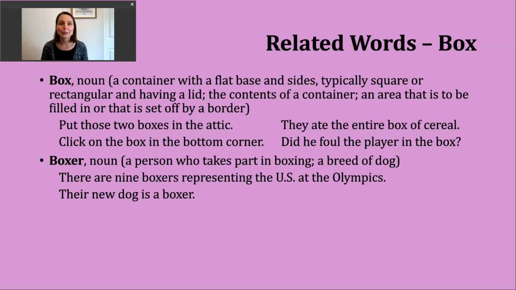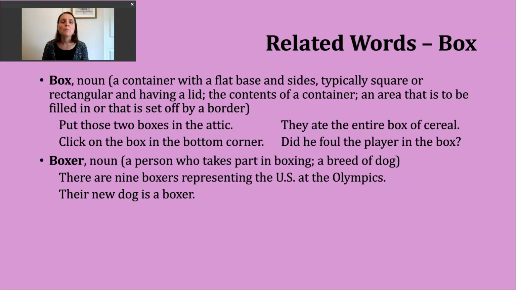Now let's spend just a couple minutes looking at some words that are related to our verb. The first word we're going to look at is just the noun form of this word. So exact same spelling, exact same pronunciation. The noun box can have a number of different meanings. One would be a container that has a flat base and sides. Generally, it's square or rectangular, and many times it has a lid.